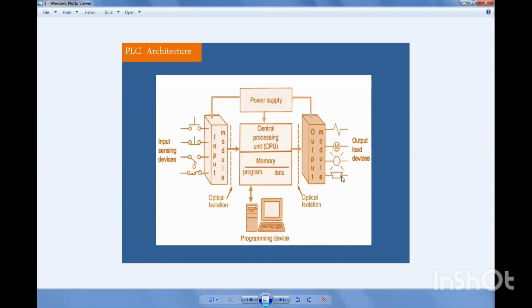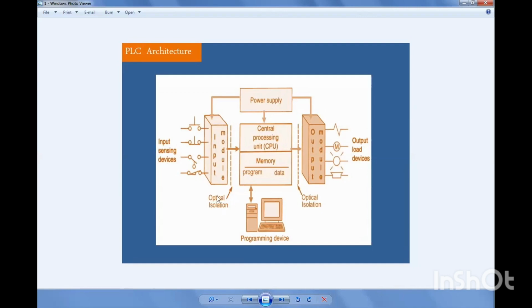It acts as a bridge which is connecting our input and output devices with the CPU. It is used to give the communication between IO devices, that means field instruments like push buttons, switches, transmitters, control valve, solenoid valve, VFD. So these are all the field instruments, and it is making a bridge between those field instruments and the CPU.